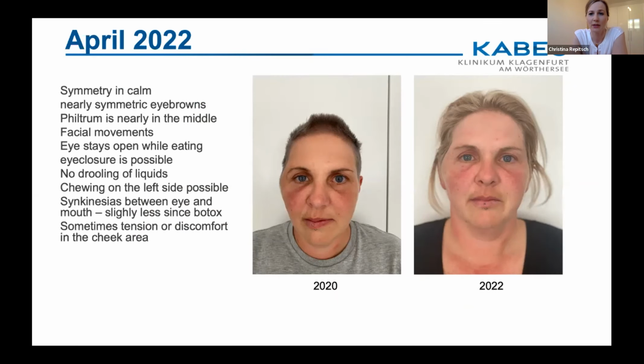And on the right side, you can see a picture of the patient in April 2020. Here she is symmetric at rest. She has nearly symmetric eyebrows. The philtrum is also in the middle, and she's able to do facial movements. The only problem she has is the synkinesia between the eye and the corner of the mouth. She has no drooling of liquid anymore.